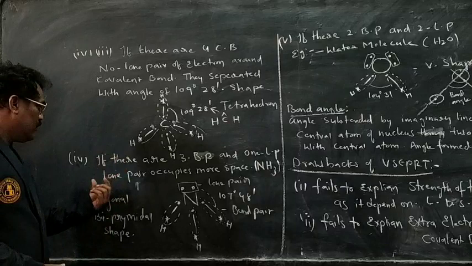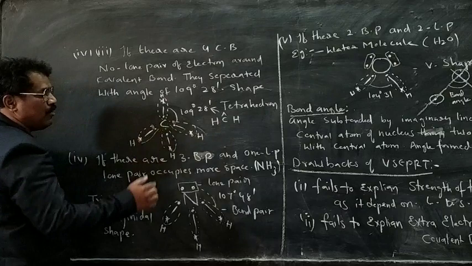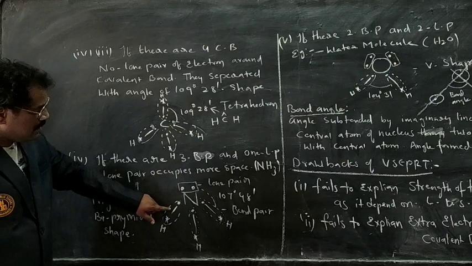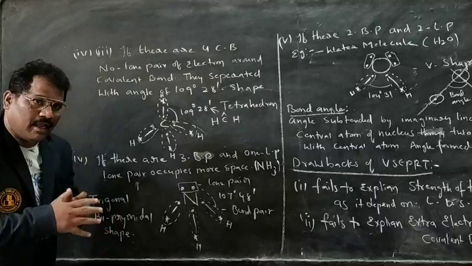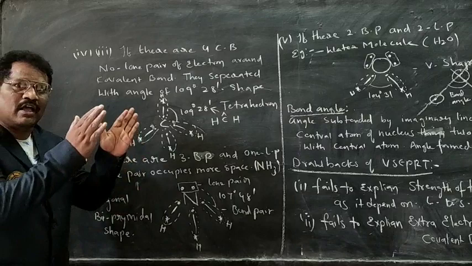Coming to fourth point there itself. Within this particular molecule, best example is what? Ammonia molecule here. Only 3 bonded pairs are there and 1 lone pair is existing. See here, this is lone pair. 1, 2, 3. 3 bonded pairs are existing. At that time, this lone pair will be applying more repulsive force on these bonded pairs and occupy more space around the central atom of the nucleus.